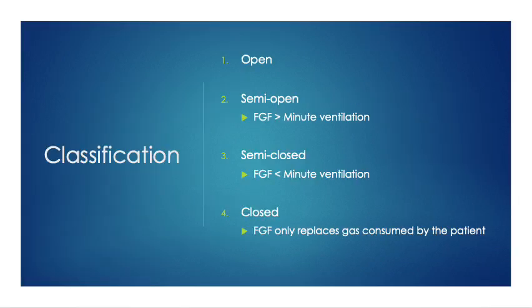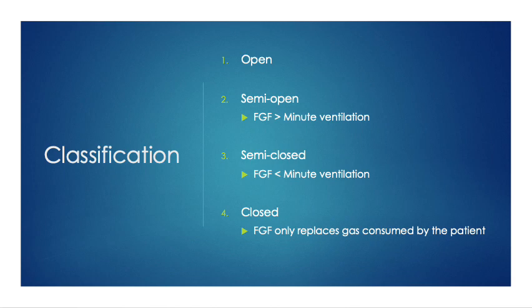So there's 4 different types of breathing systems or classification. First is open breathing system, which we'll talk about, like airway insufflation. The second category is semi-open, and it's important to remember that your fresh gas flows have to be higher than the patient's minute ventilation to prevent rebreathing. And we'll talk about our Mapleson circuits here.